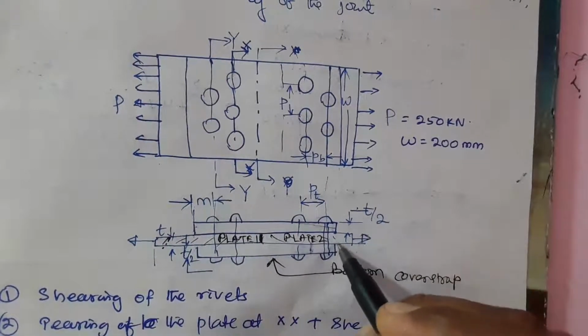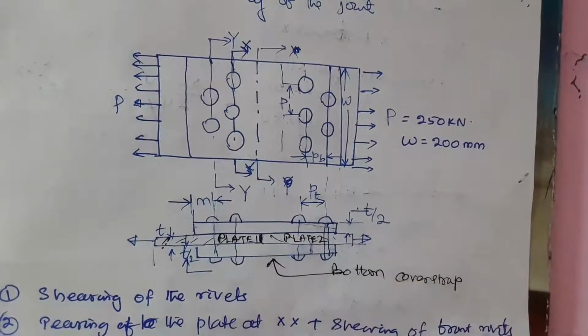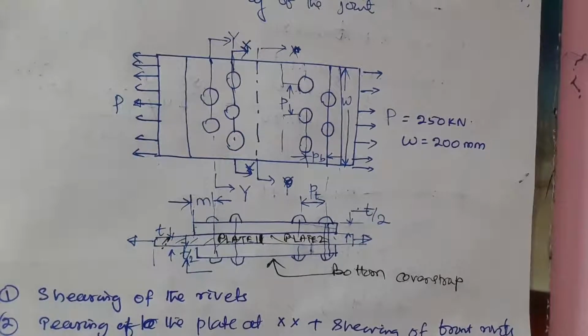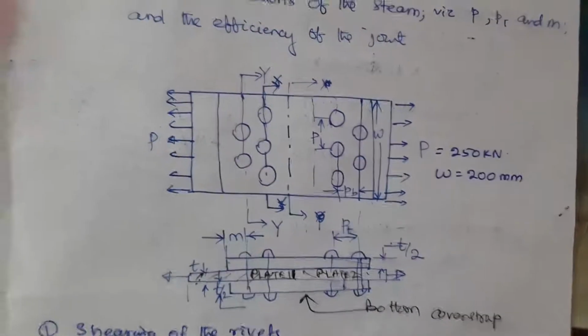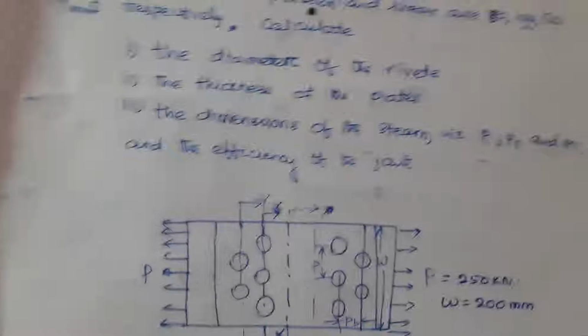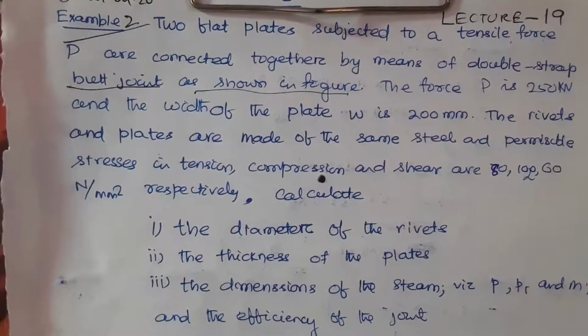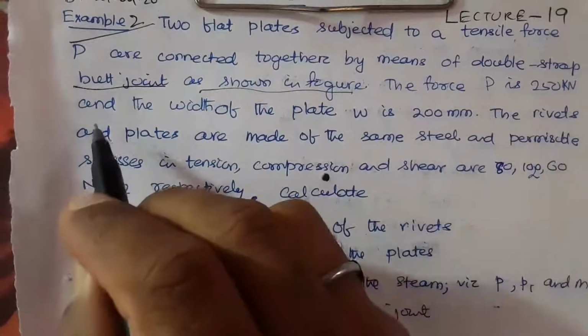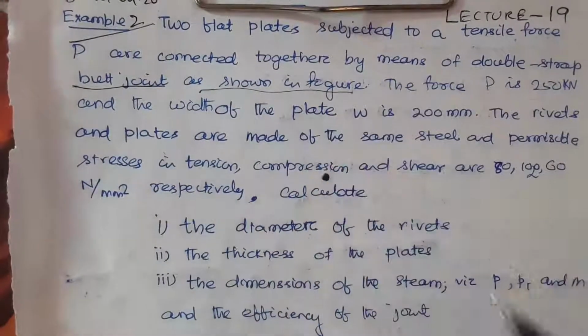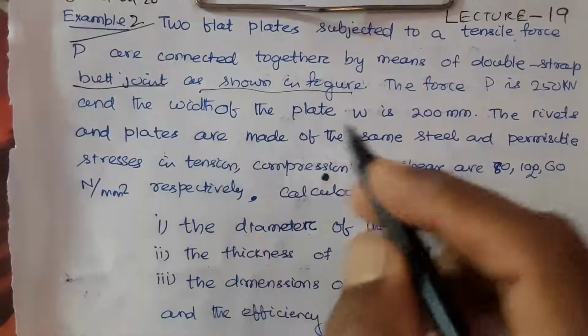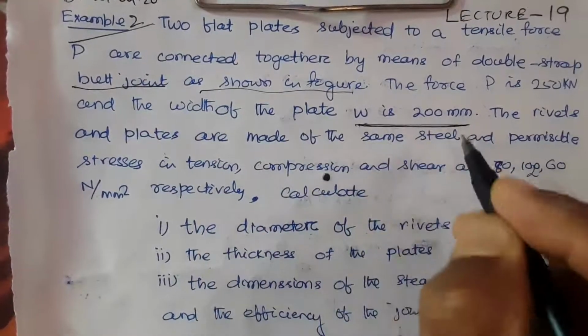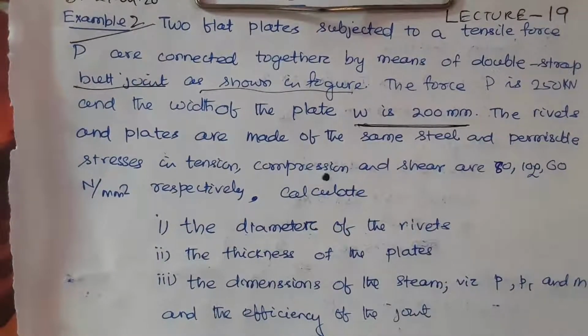and this is T by 2 and this is T by 2. The bottom and top strap has the thickness to be T by 2, and they are joined, and the force P is 250 kilonewton, and the width of the plate is also given. In the earlier case the width of the plate was not given. We find out that width of the plate.